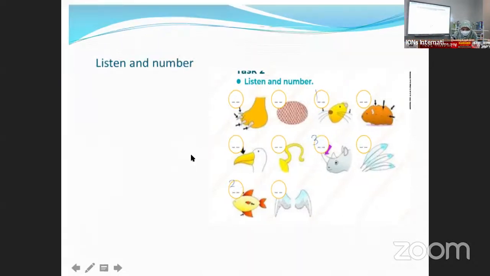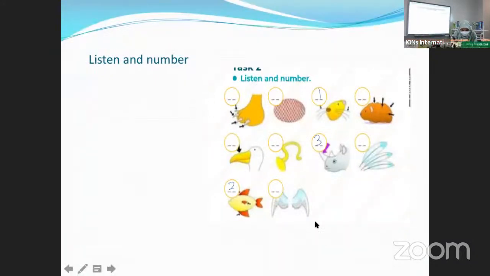How about the next one? Wings. Wings. Which one is wing? Anyone can guess? Miss Citra guesses this is wings. So we can write the answer number 4 in here. This is wings. Number 4 is wings. The next one.